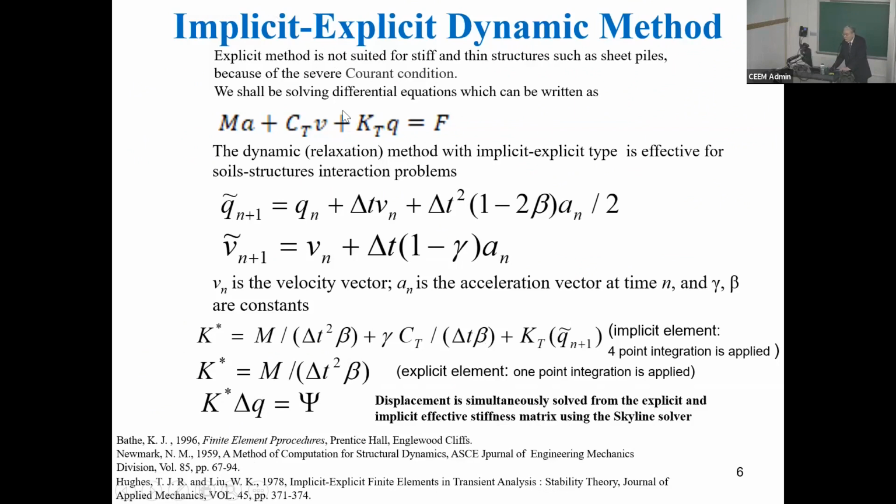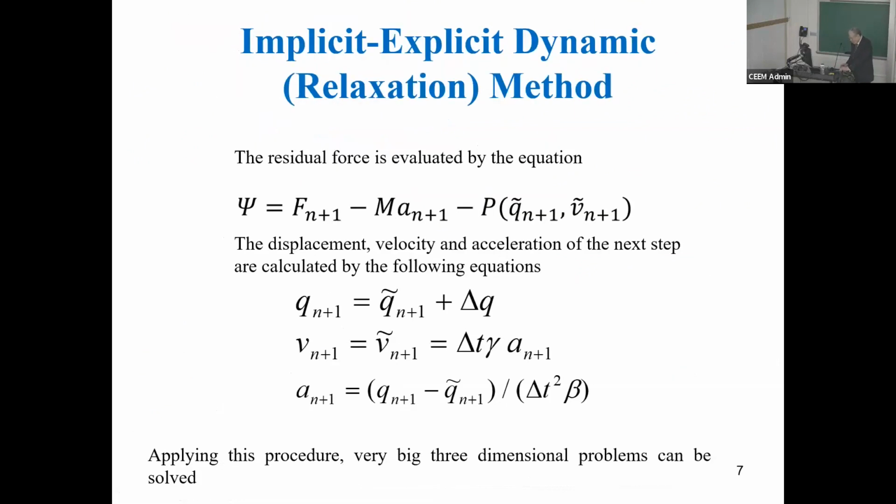And in the implicit explicit method, the skyline solver is essentially important. This skyline method was developed at the back. So residual force is evaluated by the equation, and the displacement, velocity, acceleration are obtained like that. Applying this procedure, a very big three-dimensional problem, for example, 1 million, can be solved.